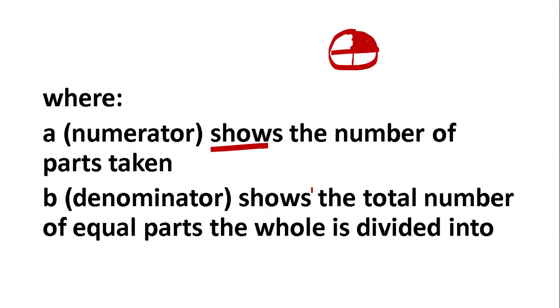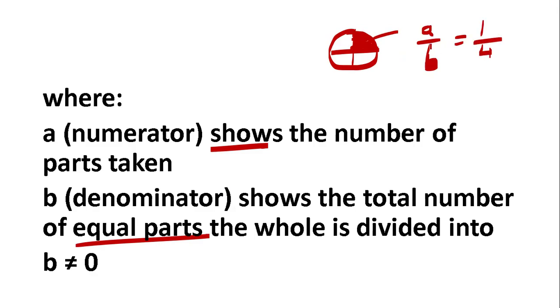And B shows the total number of equal parts the whole is divided into. Here B is not equal to 0. This is A by B. Here A is 1, B is 4, dividing it into 4 equal parts.